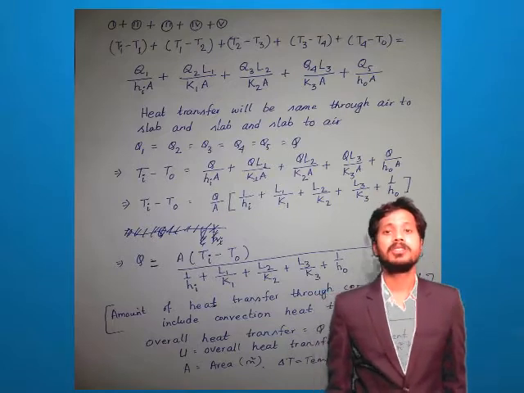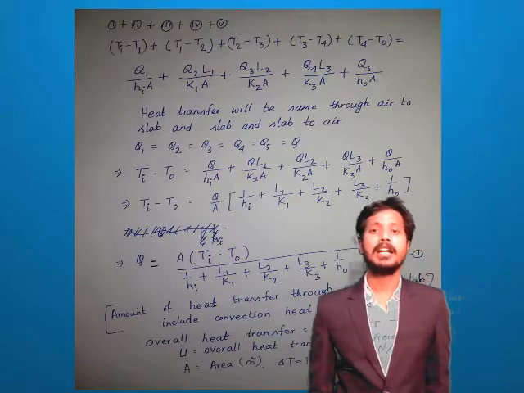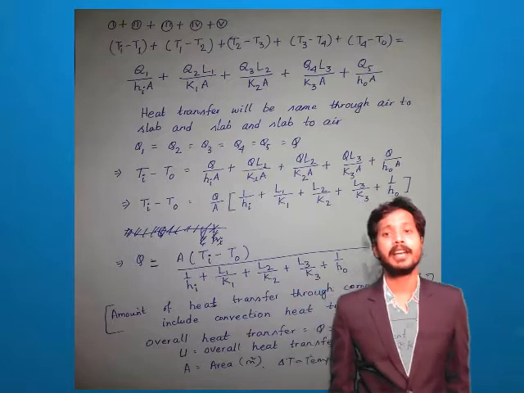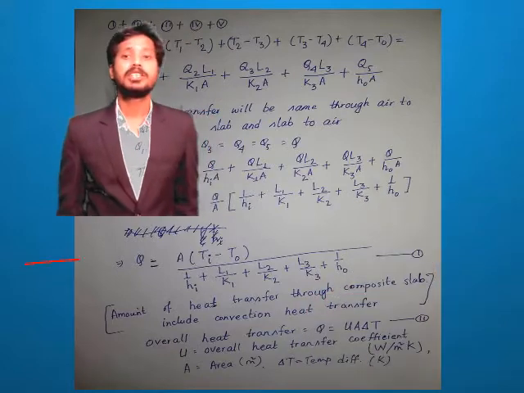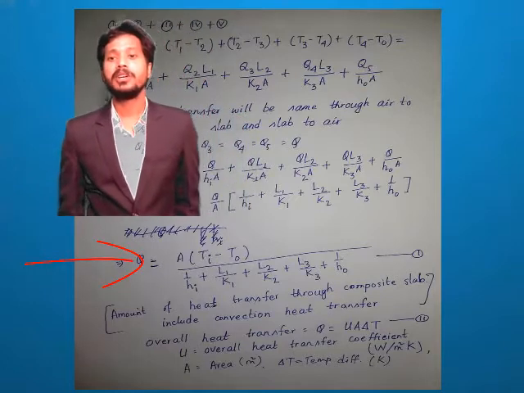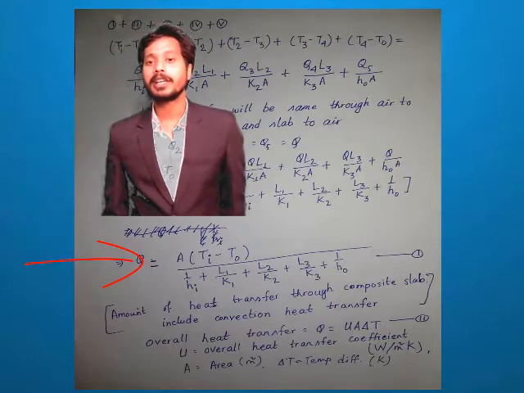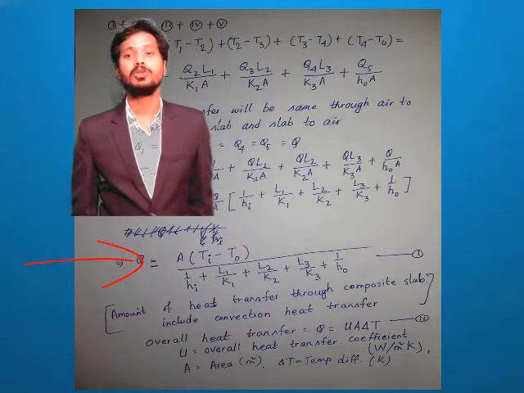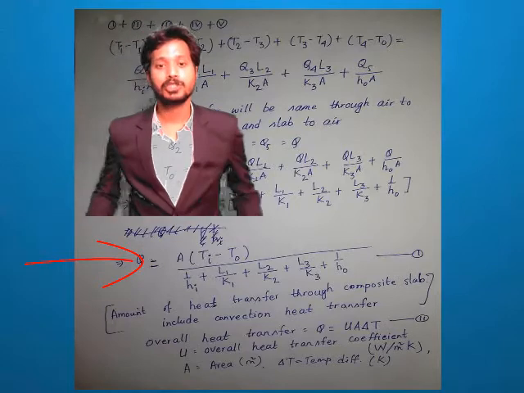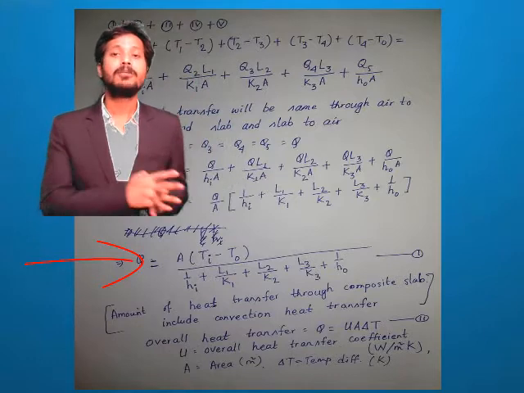So if I take the common, then what comes? Q by A within bracket 1 by Hi plus L1 by K1 plus L2 by K2 plus L3 by K3 plus 1 by H naught. So finally, Q equals A into (Ti minus T naught) divided by (1 by Hi plus L1 by K1 plus L2 by K2 plus L3 by K3 plus 1 by H naught). So this is the value of heat transfer for composite slab.